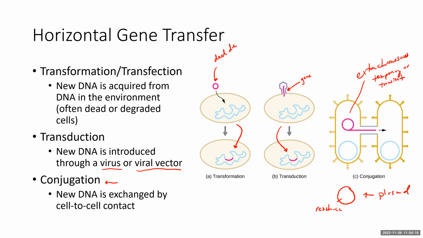So there are three major ways that cells naturally take up DNA from other organisms. They can pick up free-floating DNA through transformation and transfection. They can receive DNA from a previous organism through viruses, or they can trade these extra chromosomes with each other.